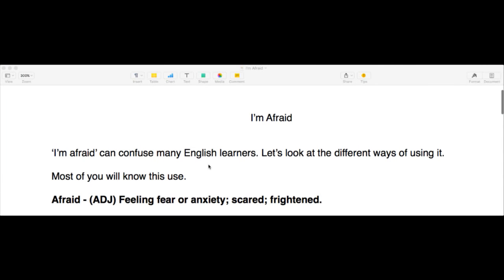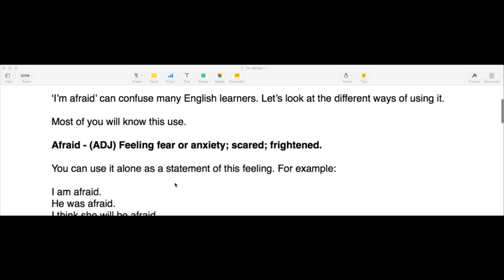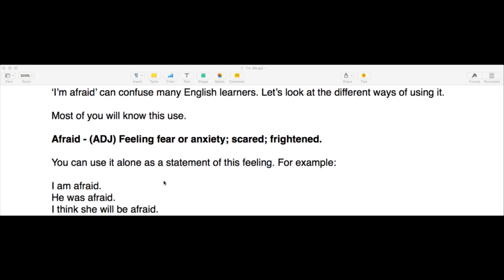So, I'm afraid. We all know how to use this in its very basic form. The word afraid is an adjective, and it means a feeling of fear or anxiety, to be scared or to be frightened of something. Now, you can use I'm afraid or someone's afraid alone as a statement of this feeling. For example, I am afraid, full stop. I'm afraid.